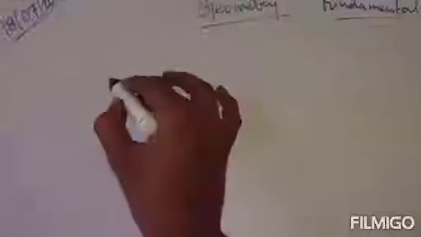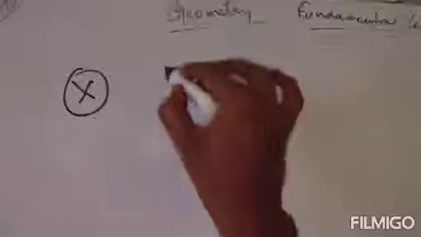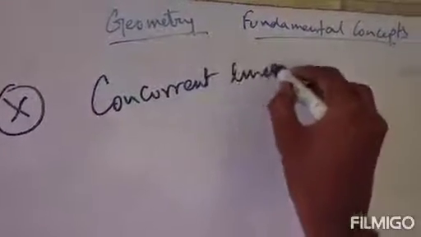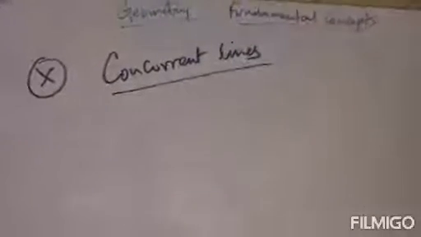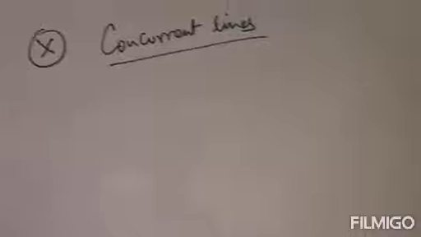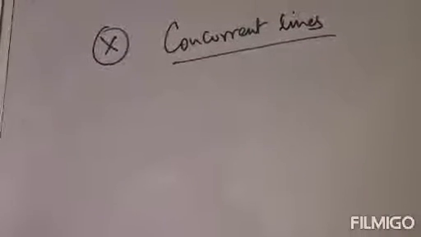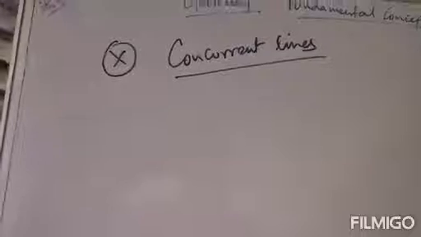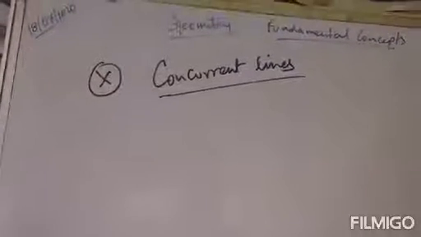Next, the last geometrical figure, that is number 10. Number 10 is concurrent lines. Now, what are concurrent lines? If three or more straight lines are passing through the same point, then those lines are said to be concurrent lines.